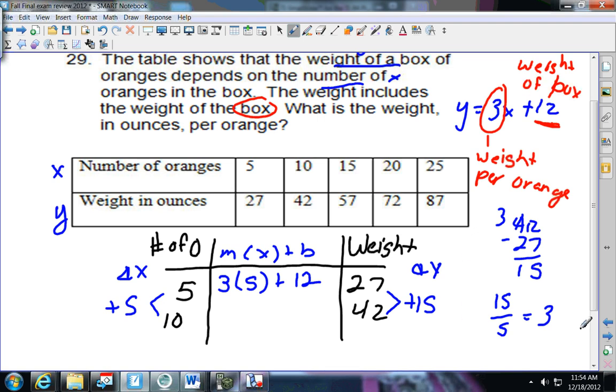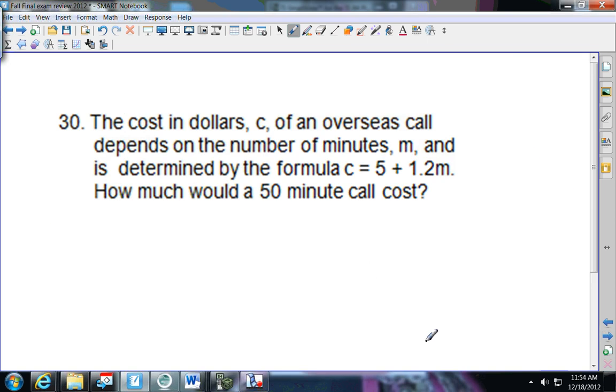The next one, number 30, it says the cost in dollars of an overseas call depends on the number of minutes, M, and is determined by the formula. It gives us this equation. How much would a 50-minute call cost? Well, the cost equals 5 plus $1.20 times the number of minutes. We're going to take it times 50 minutes.